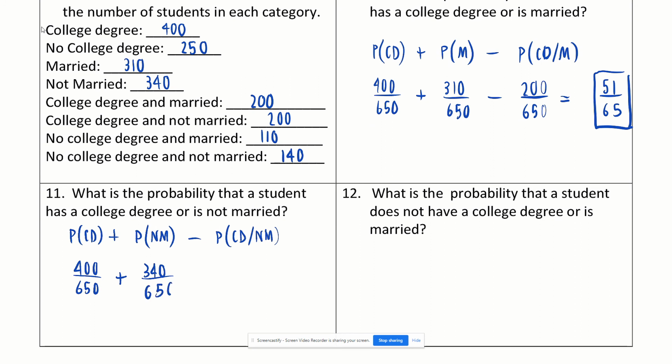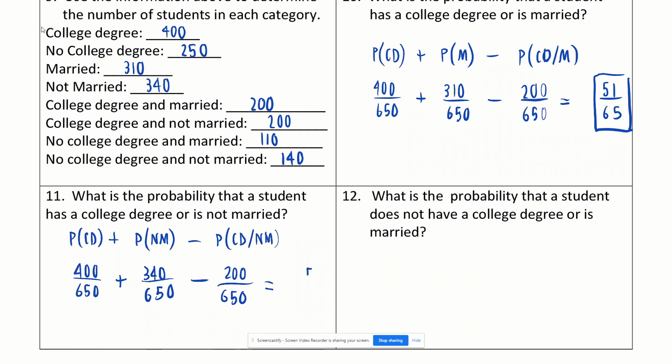out of 650. And how many were college degree and not married? Well, that was 200. So that was the overlap. That has to get subtracted back out. It got added in there twice. You can't add stuff twice. You have to make up for it by subtracting it. So 54 over 65 is what this reduces to.